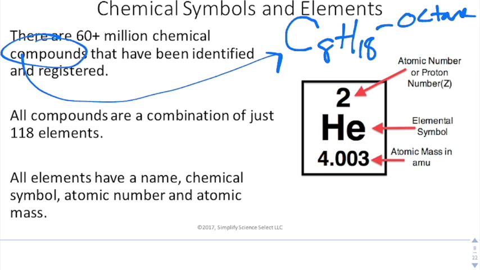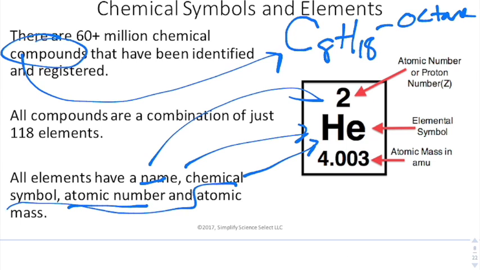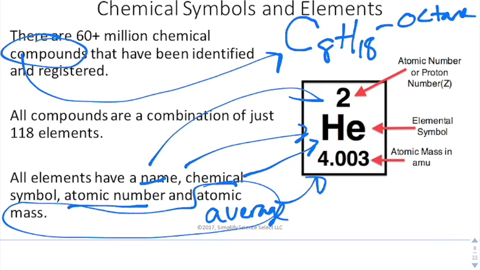But all atoms of an element have the same name. Okay, so they're all helium atoms. They have the same chemical symbol, which is He, they have the same atomic number, and they have the same average atomic mass. We need to make sure we put in there that it's the average atomic mass. We'll talk about why it's the average atomic mass and not just atomic mass when we talk about the atom itself.